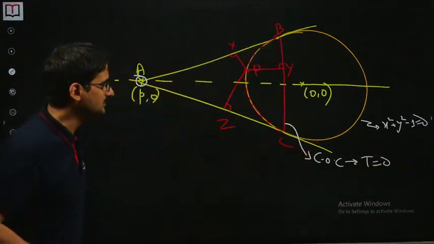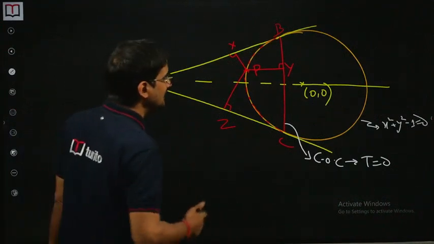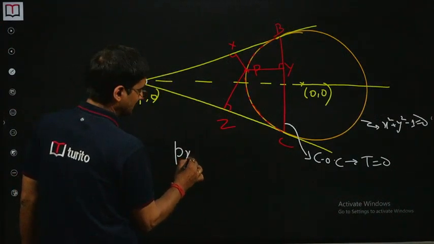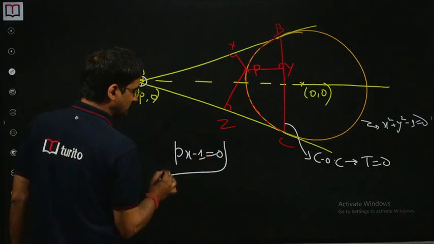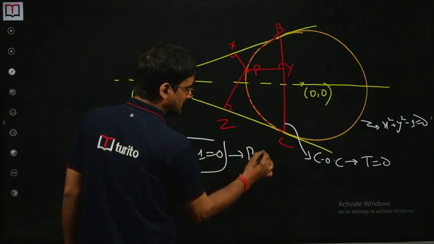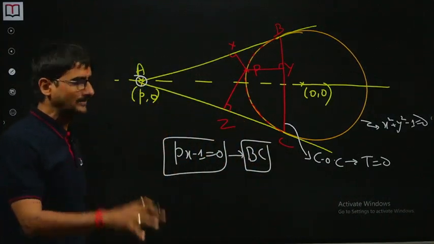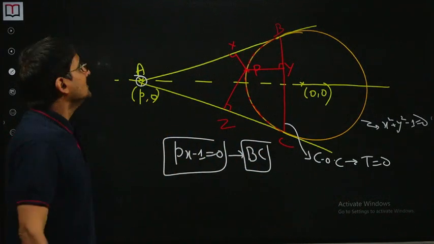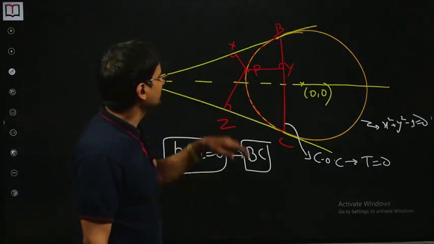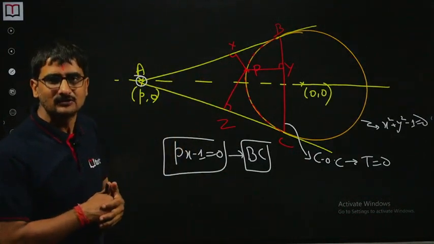So writing capital T is a simple thing. It's going to be a vertical line. So it is like Px minus 1 equal to 0. So that's your line equation of the chord of contact BC. Now how will you get the equation of tangent? Because then only you can have the length of perpendicular drawn from any point.